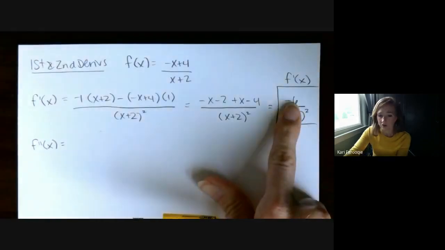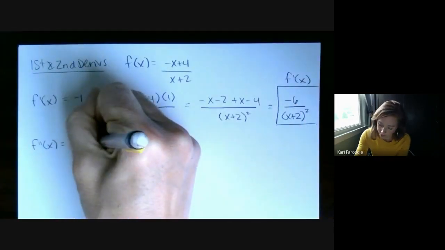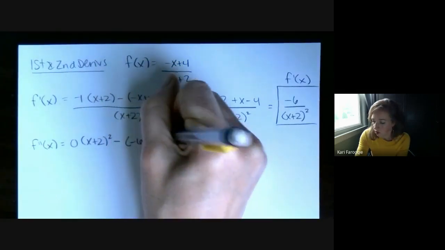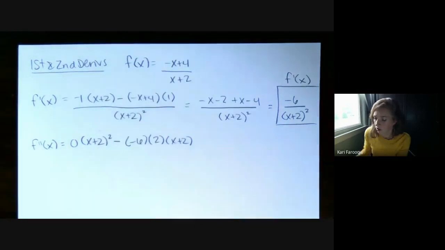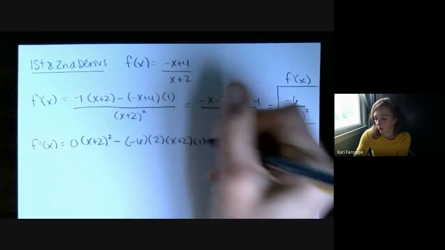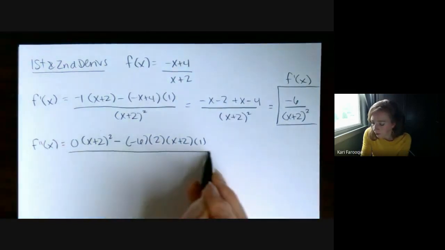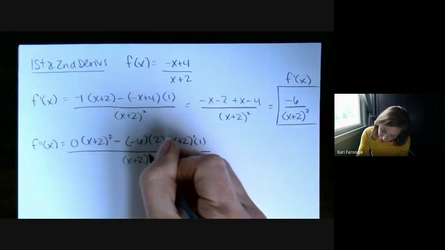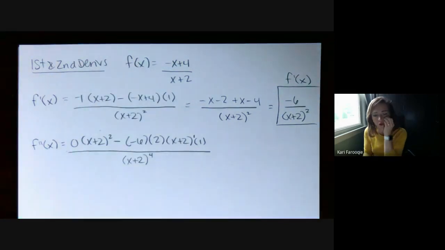So f prime is 0, g minus f, and then g prime needs the quotient rule. But when you multiply by the derivative of the inside function, you're really just multiplying by 1. The exponent went down to 1. g squared is going to be x plus 2 quantity squared squared. Prime g minus f g prime.